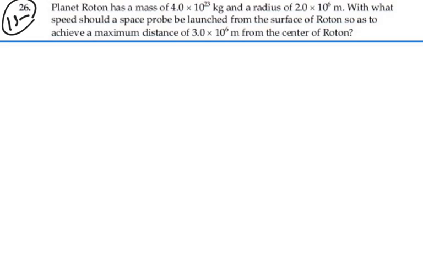Alright, if we launch from Rotan, we're going to be launching from the radius of the planet, and we're going to achieve some new distance that is 3 times 10 to the 6 meters away. So that'll be our R2. And then our R1 will be the radius of the planet.